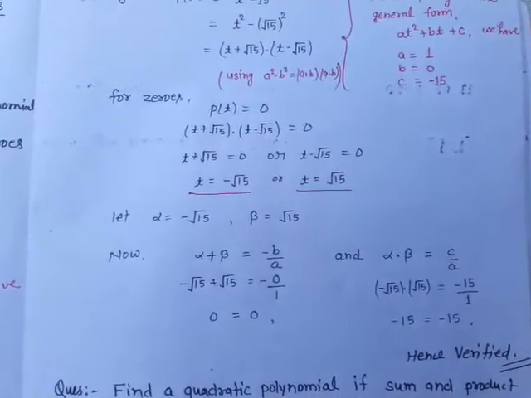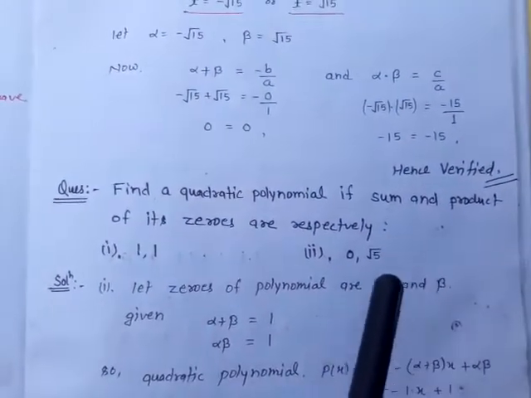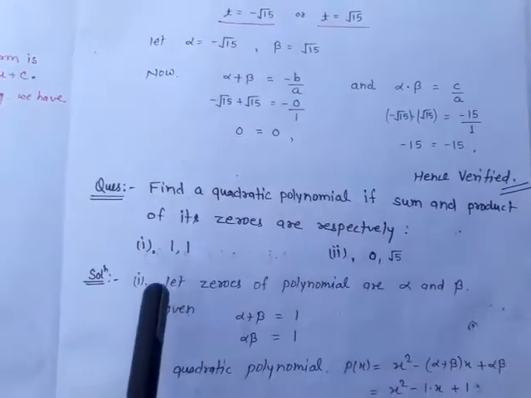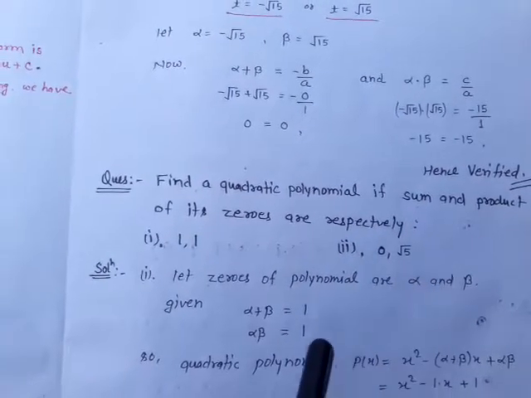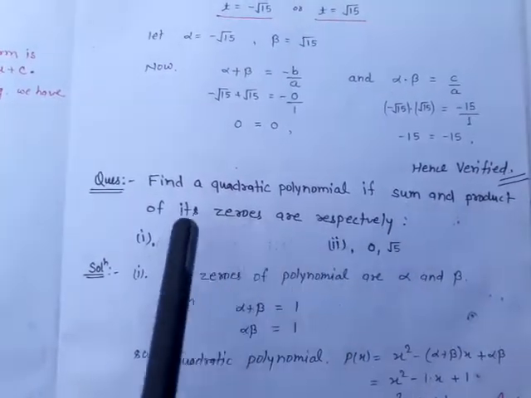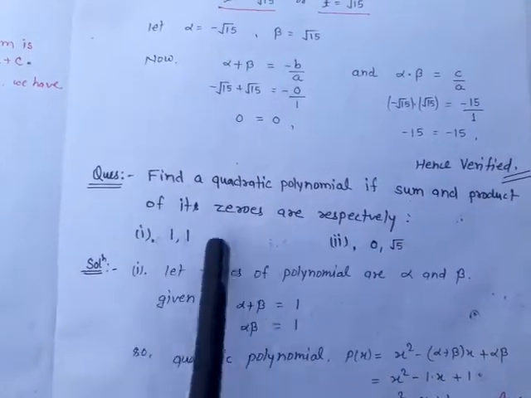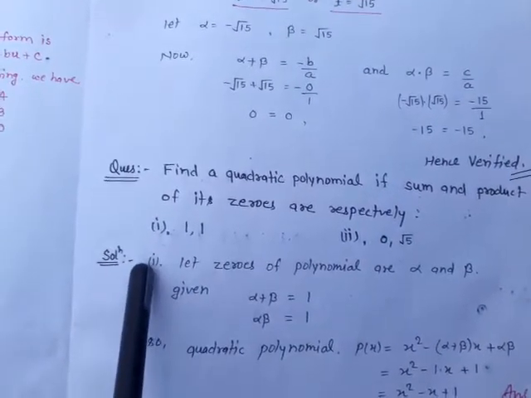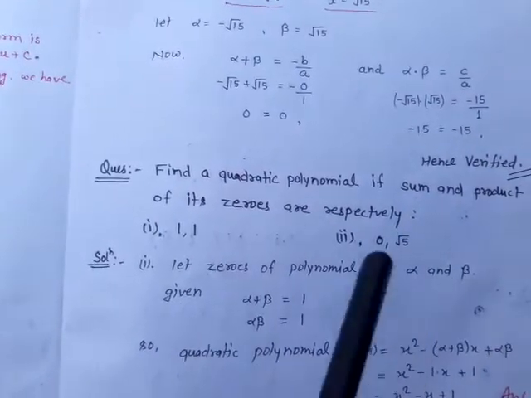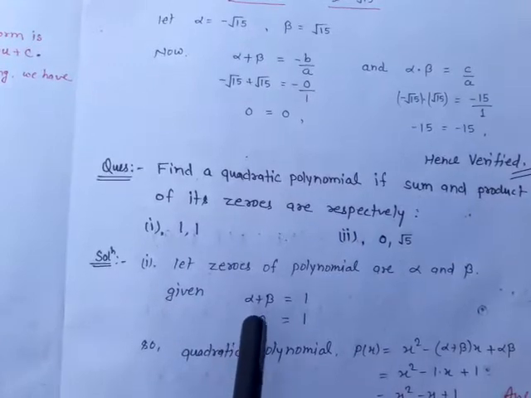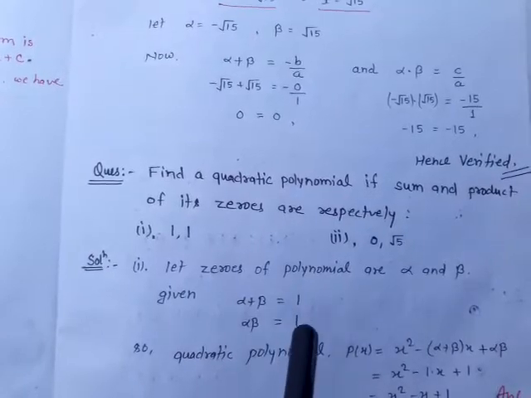So hence verified. Now we move to the next question: find a quadratic polynomial if sum and product of its zeros are respectively 1, 1, this is the first one, and the second one is 0, root 15. In this question, we find a quadratic polynomial if sum of zeros is 1 and product of zeros is 1. For solving, first let us assume the zeros of the polynomial are alpha and beta. Given that sum of zeros is 1, so alpha plus beta is equal to 1, and product of zeros alpha into beta is equal to 1.